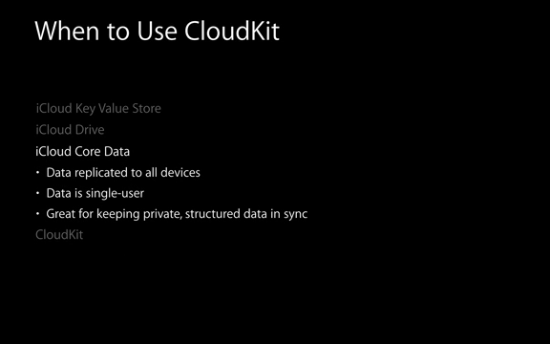iCloud Core Data, built on top of iCloud Drive, replicates all specific user data between all the user's devices. It's great for keeping private structured data in sync, but because it downloads all the data to all devices, you're also constrained to the size of the smallest device in that case.